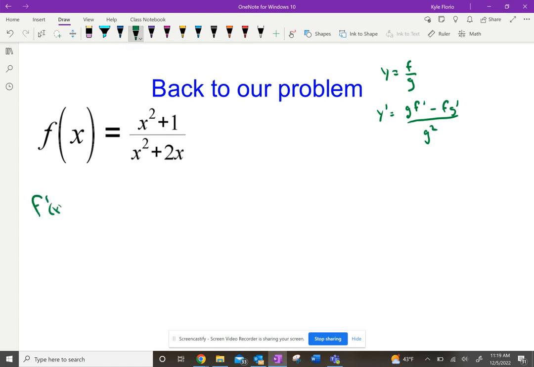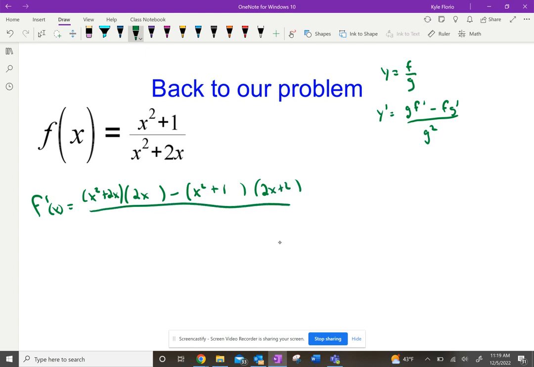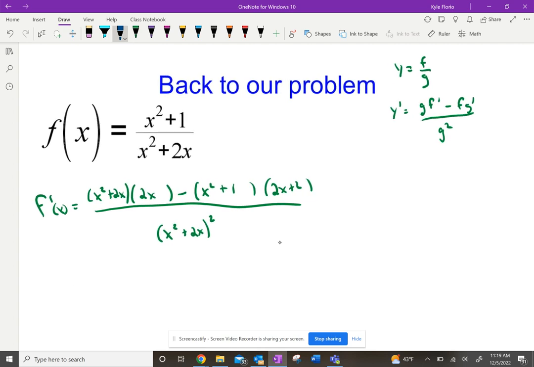All right, so I want the derivative of this function, and it's the bottom function times the derivative of the top function. The derivative of the top function is just 2x minus the top function, which is x squared plus 1, over the derivative of the bottom function. The derivative of the bottom function is 2x plus 2, all over the bottom function squared. This will take a while to make sense, but we're going to get good at it after a couple of reps.